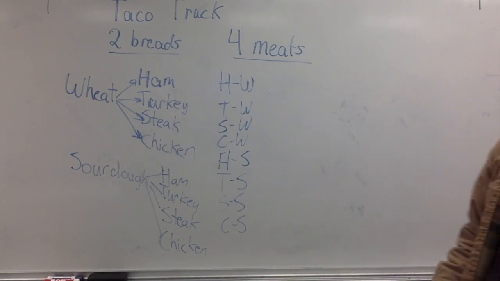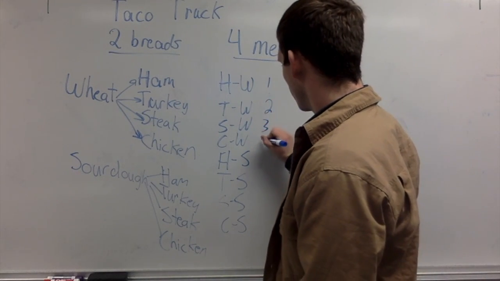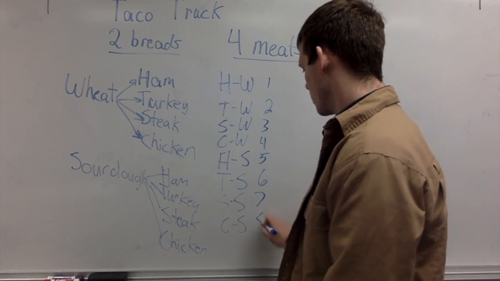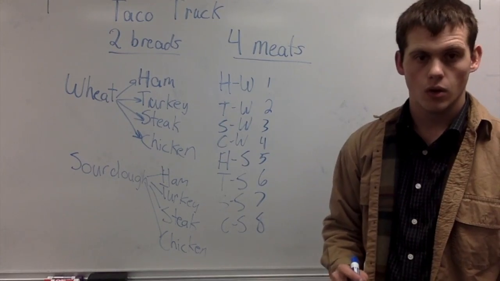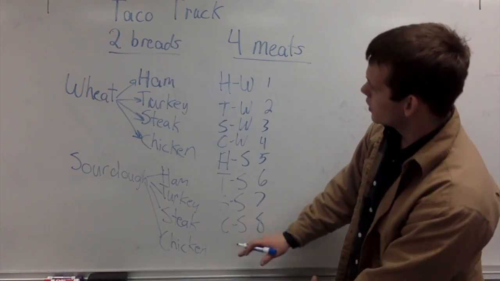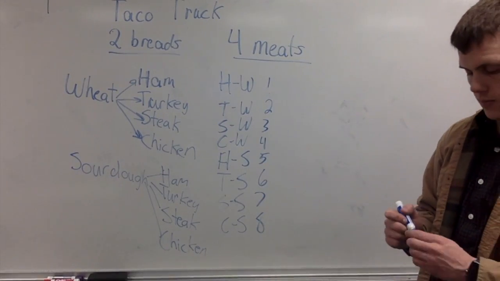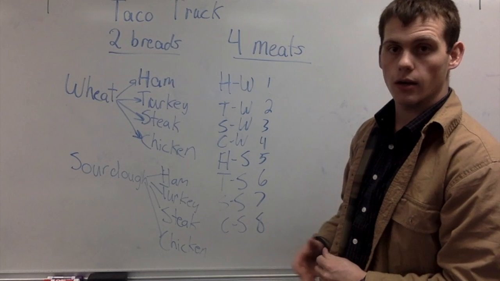So we have all these different options, but let's count them. 1, 2, 3, 4, 5, 6, 7, 8 different options that we can have. So this would be our sample space, or a list of all our different outcomes. And it turns out we have 8 different outcomes from looking at our sample space.